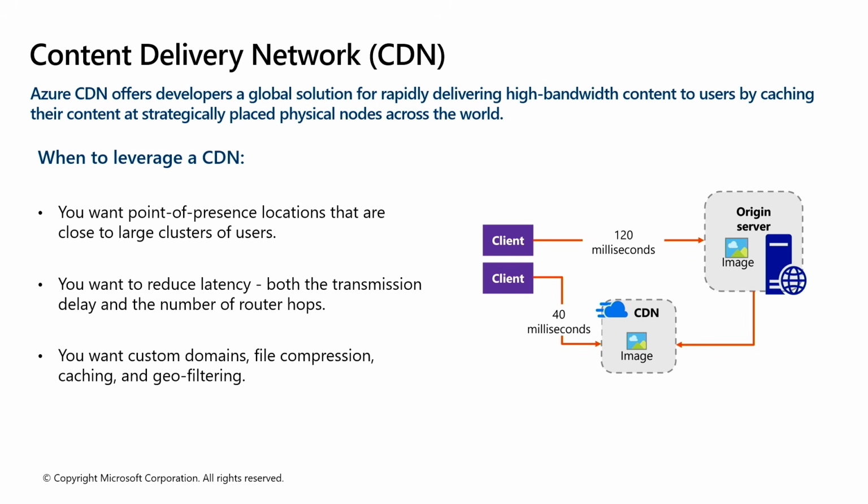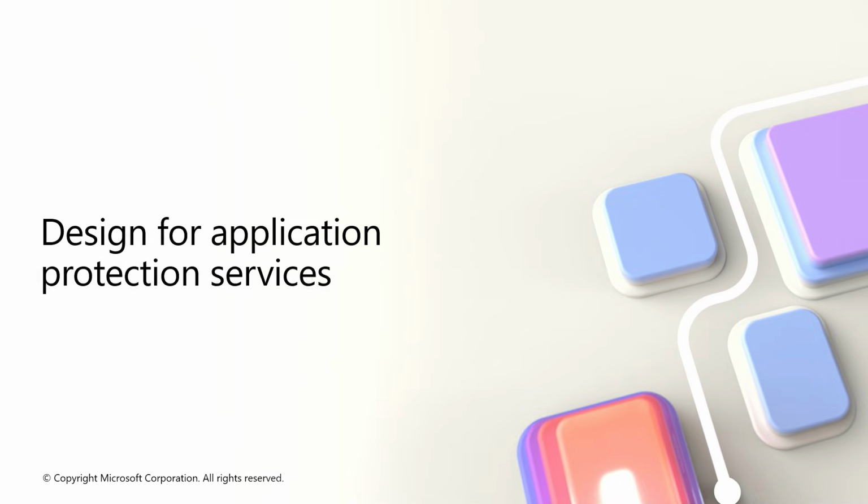Content delivery network is great when we need delivery for custom domains, file compression, and caching scenarios, making sure that no matter where our backend instances live, our user can reach a close endpoint and get what they need faster. Now, we go from deliver traffic to protect traffic, designed for application protection services.